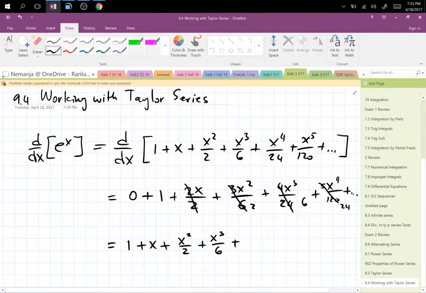Do you see what happened? I wrote e to the x as a power series, and then I differentiated each term, and then the series that I got back is the same as the one I started with. So that's e to the x. That's cool.